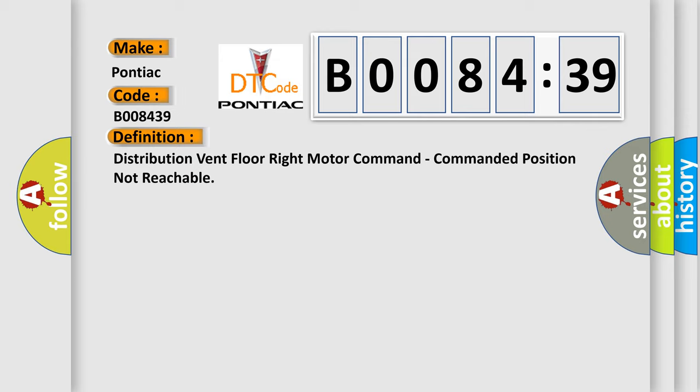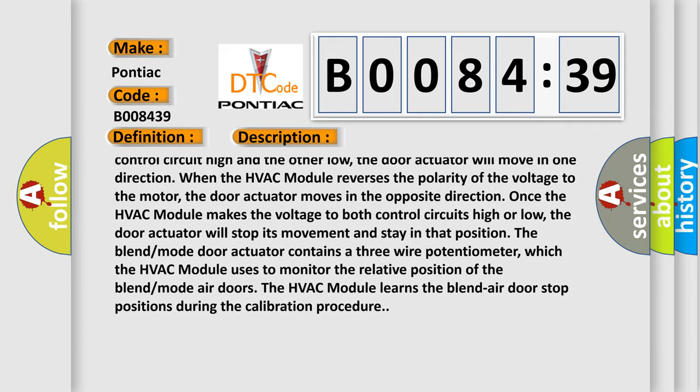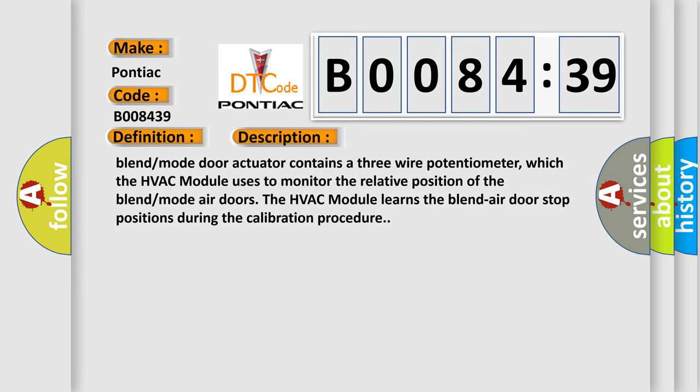When the HVAC module reverses the polarity of the voltage to the motor, the door actuator moves in the opposite direction. Once the HVAC module makes the voltage to both control circuits high or low, the door actuator will stop its movement and stay in that position. The blend mode door actuator contains a 3-wire potentiometer, which the HVAC module uses to monitor the relative position of the blend mode air doors. The HVAC module learns the blend air door stop positions during the calibration procedure.